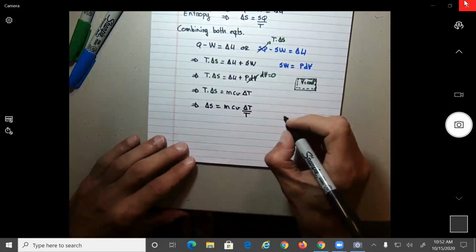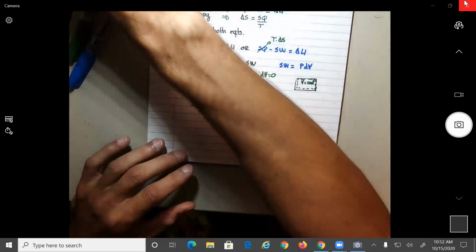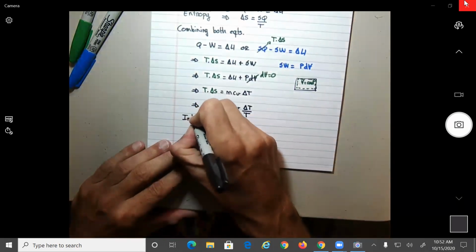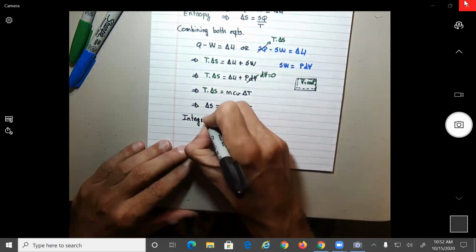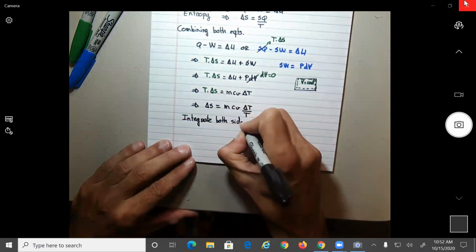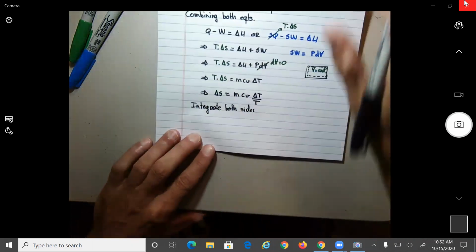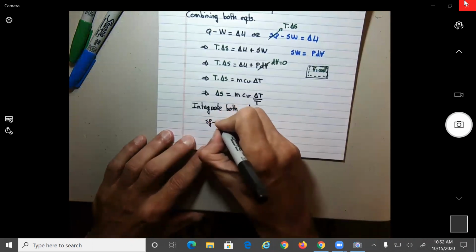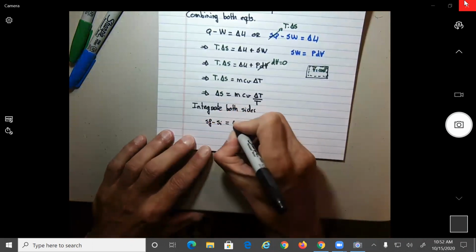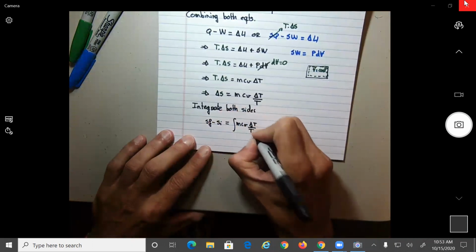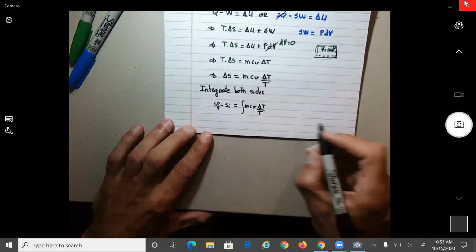Okay, so now, right, so that's what we have over here. Now let's do that step before. Now if we integrate both sides, what are we going to have? S final minus S initial will be equal to the integral of m CV dt over T. That would be equal to what?